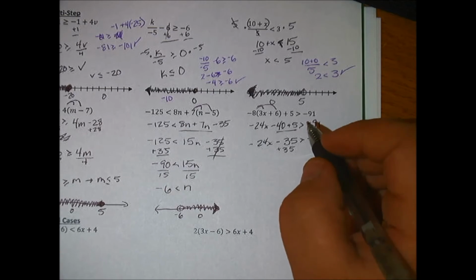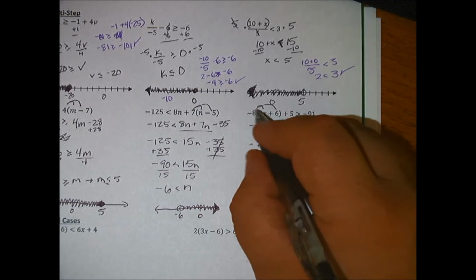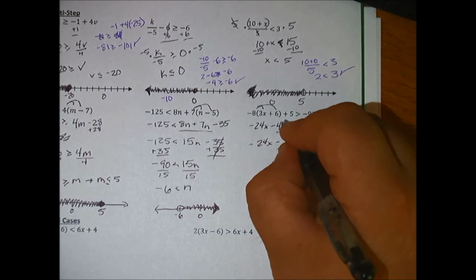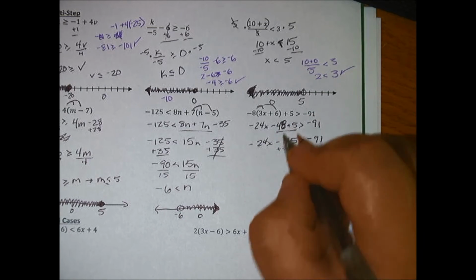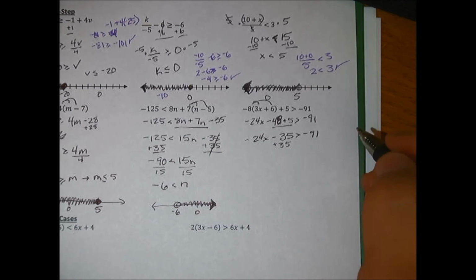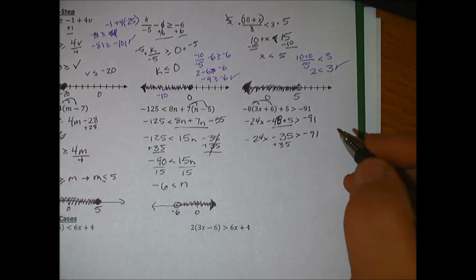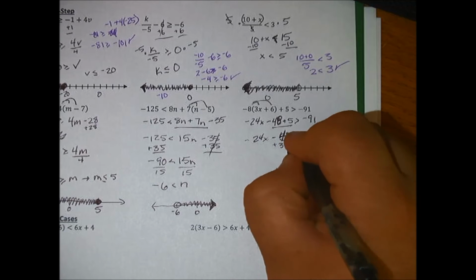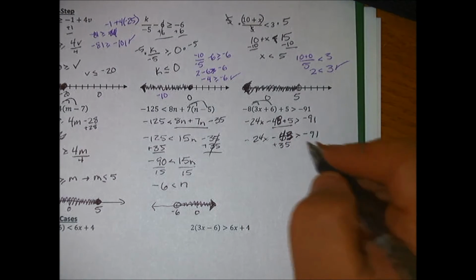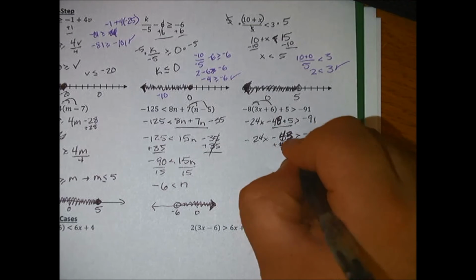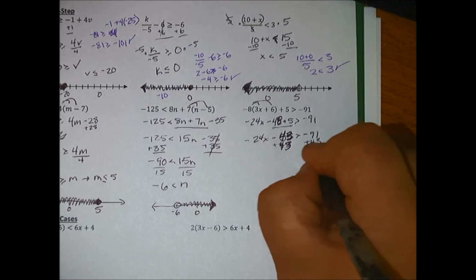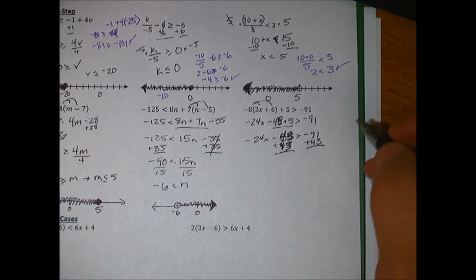Whoa, hold on. I messed up. 8 times 6 is not 40, it's negative 48. See, even I make mistakes. And so that's not a negative 35, that's a negative 43. Alright, so I should be adding 43 to both sides. You gotta keep an eye on me, I'll tell you what.